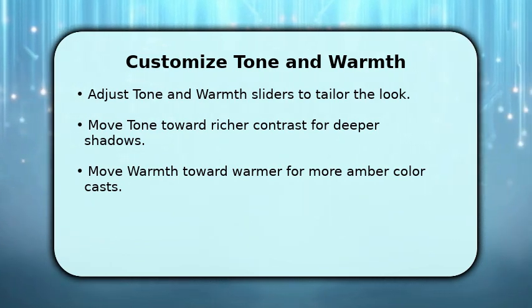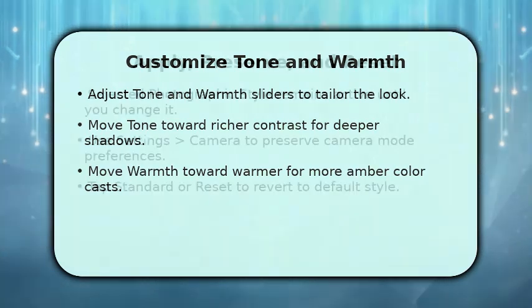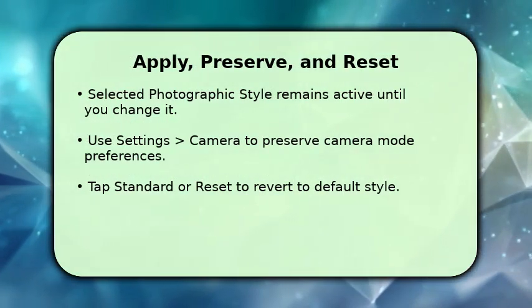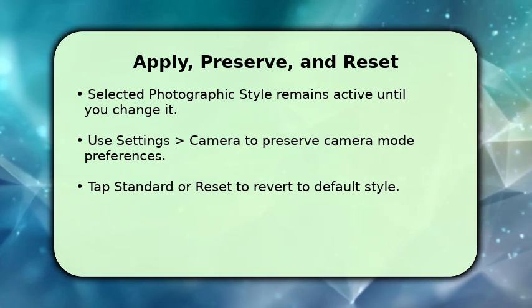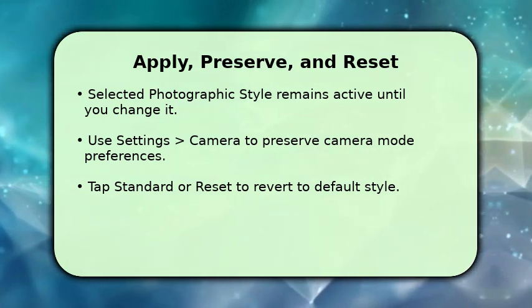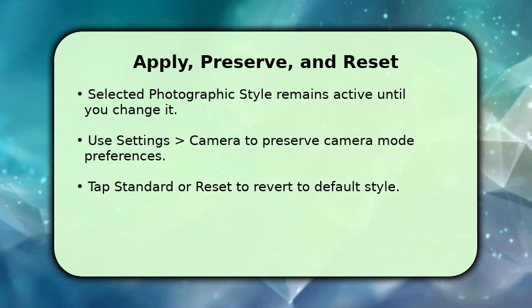Once you select a photographic style, it remains active until you change it again. Simply close the camera app and your chosen style will still be applied for new photos. To preserve camera mode preferences, open Settings, then Camera, and enable Preserve Settings if desired.